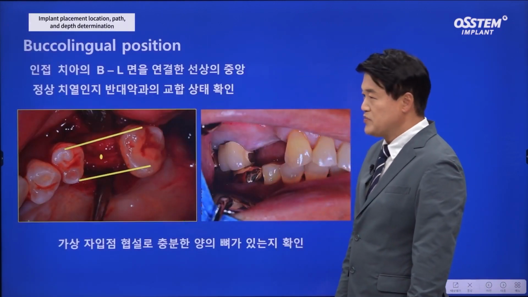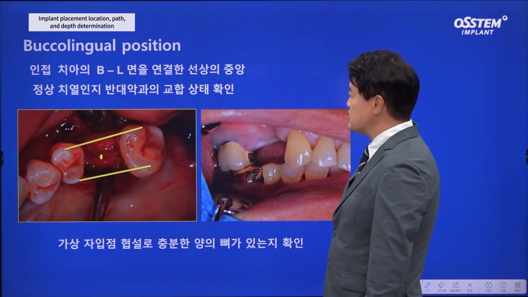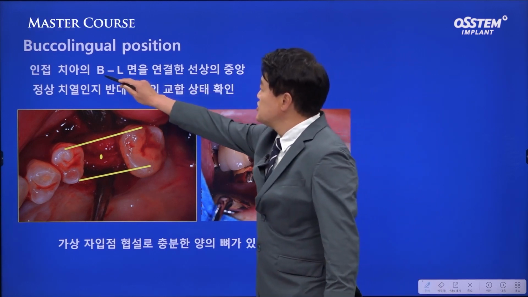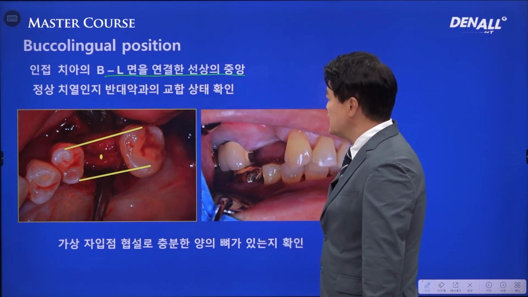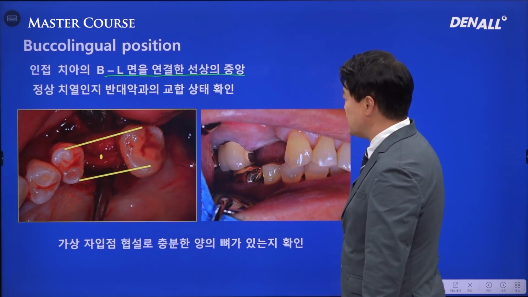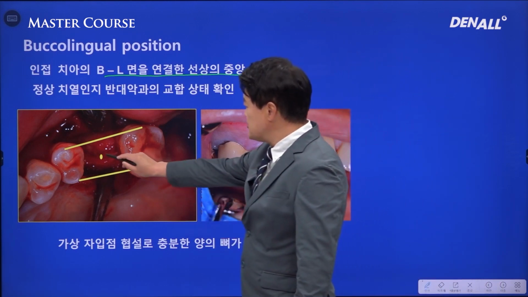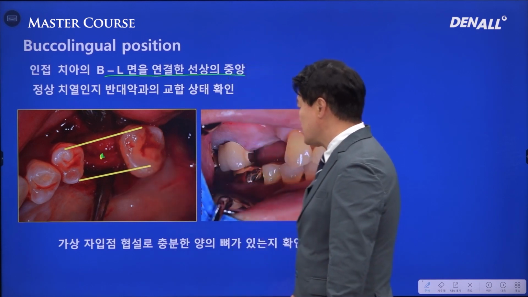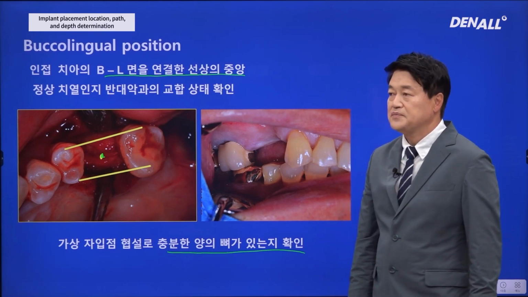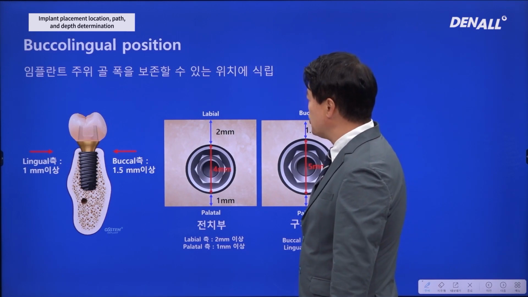Up to now, I have talked about mesiodistal position. Now, buccolingual position. It should be at the center of the buccolingual line connecting the adjacent teeth. You also need to check whether it is normal dentition and the occlusion with the opposing jaw. You also need to check whether there is sufficient bone on the buccal side of the virtual entry point of the implant. The bone around the implant needs to be preserved after the placement.